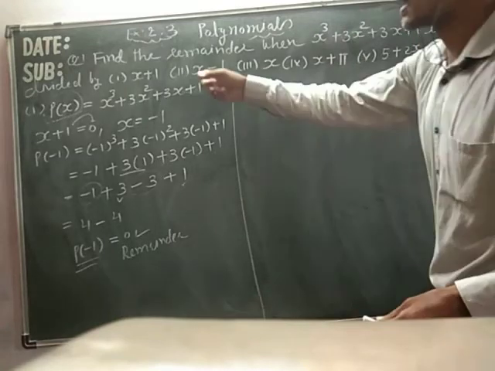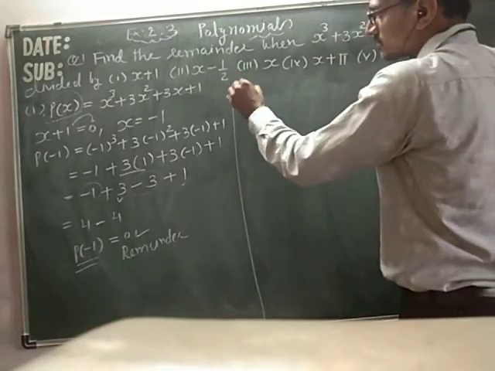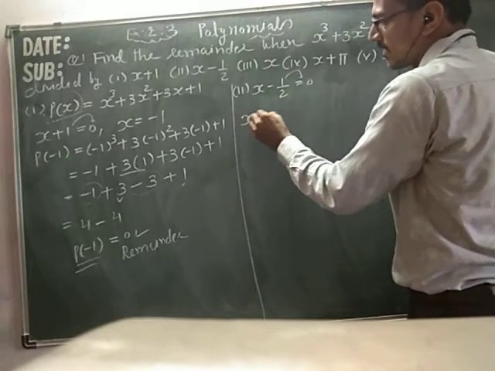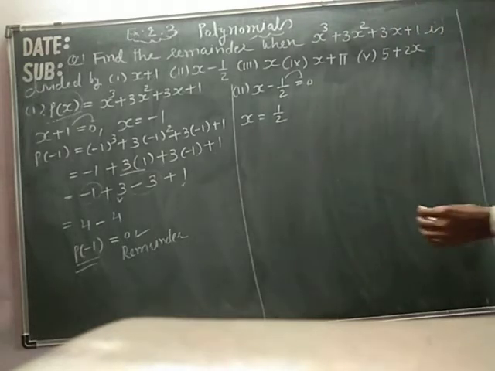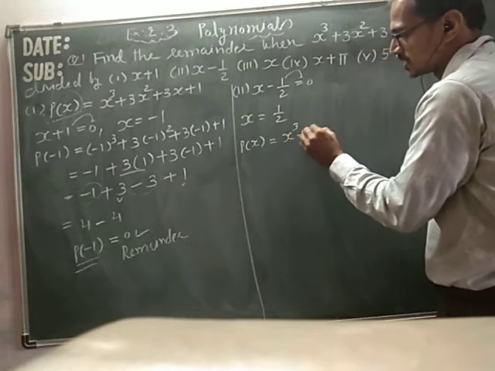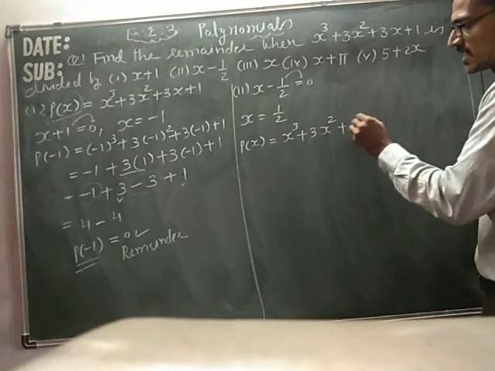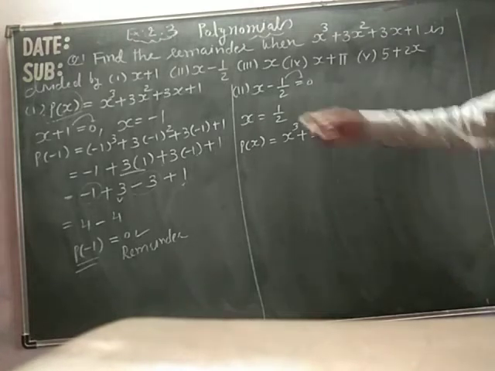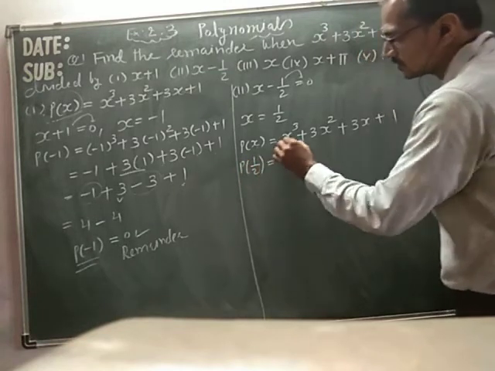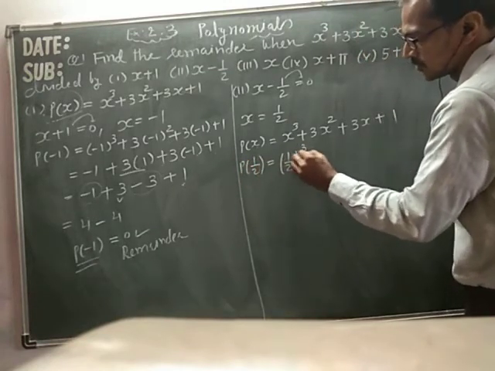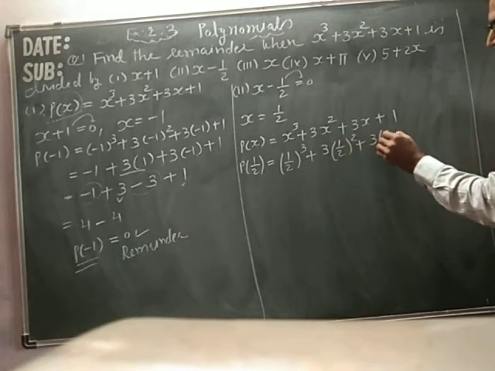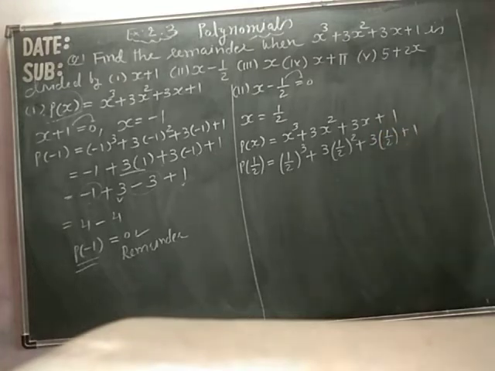Let us solve the next one: x minus 1 by 2. We take 0 equal to this factor. Shift, so we will have x equals 1 by 2. Let us write the polynomial p of x equals x cube plus 3x square plus 3x plus 1. Substitute the value of x as 1 by 2. Instead of x we write 1 by 2: 1 by 2 cube plus 3 times 1 by 2 square plus 3 times 1 by 2 plus 1.